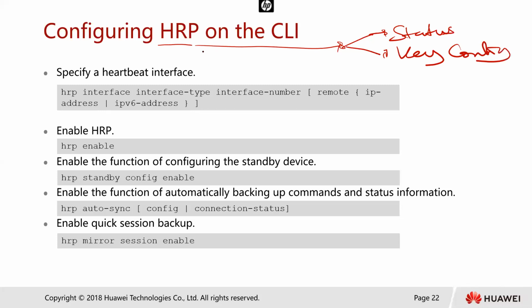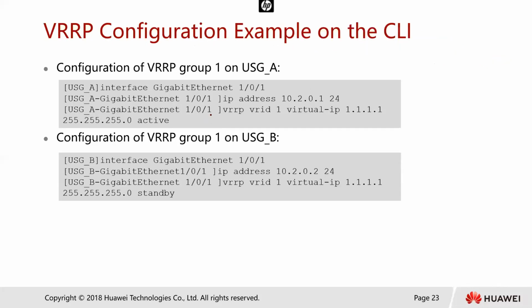So this is how you can configure it on our networks. You go and say hrp enable, hrp standby config enable, then you go ahead and specify those things. Okay, will not take a lot of time on them. Configuring a VRRP group configuration example on the command line. This is one example of how you can configure those things.